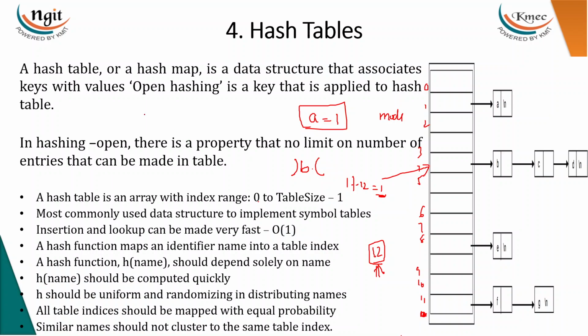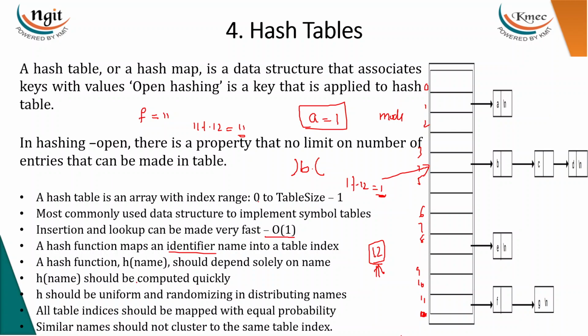Assume that the hash function value of f is 11. Then what is 11 mod 12? The remainder is 11. Then go directly to the 11th one and check it. So you don't need to linearly check each and every field in the hash table, as we have a time complexity of order of 1, right? Every hash function maps an identifier name into a table index, like A, B, C, D. Then we can go for it.